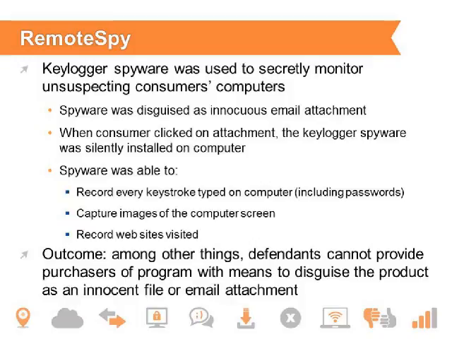And the defendants in this case ended up settling with the Federal Trade Commission. The outcome, among other things, is that the defendants cannot provide purchasers of programs with the means to disguise the product as an innocent file or email attachment. They're also required to provide notice with this software that the program has been downloaded and obtain consent from the computer owners before the software can be installed.